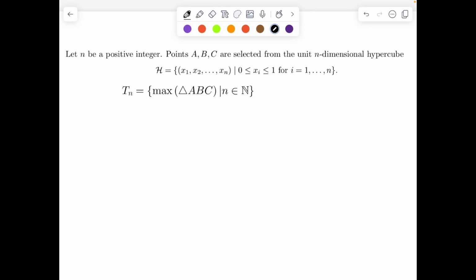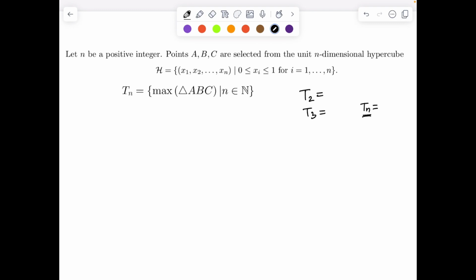Let n be a positive integer. Points A, B, C are selected from the unit n-dimensional hypercube given by this set. Tn is the maximum area of triangle ABC for n belonging to the natural numbers. We need to find the T2 and T3 values. Later I'll generalize this expression for Tn as well.